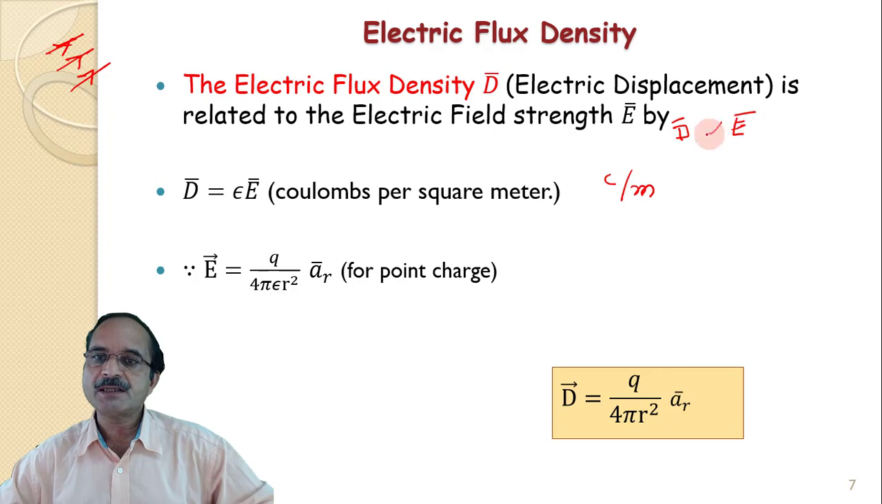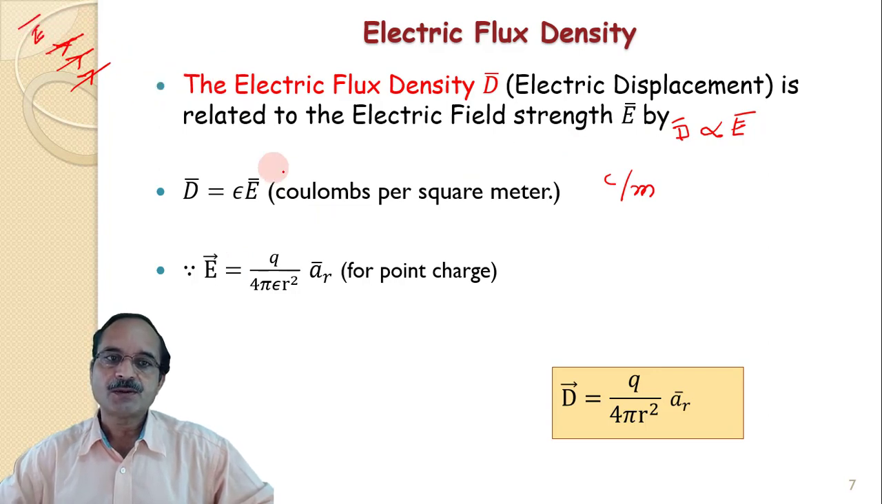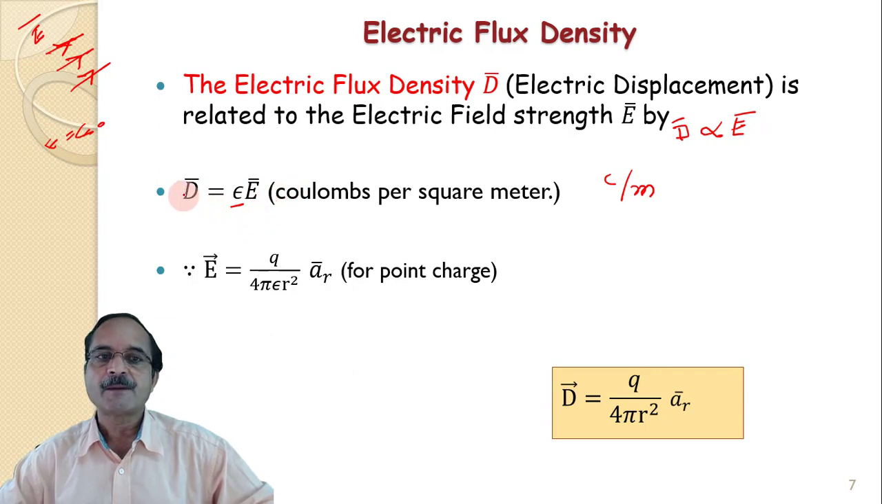So the electric flux density D is directly proportional to electric field strength E, and the proportionality constant is decided by the medium in which we are applying the electric field. So that proportionality constant is epsilon, and this is the permittivity of the medium. If it is free space, then epsilon is equal to epsilon 0 for free space. In general, it is epsilon. So this equation gives the relationship between D and E.